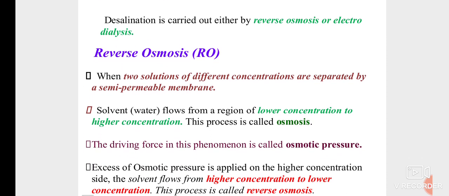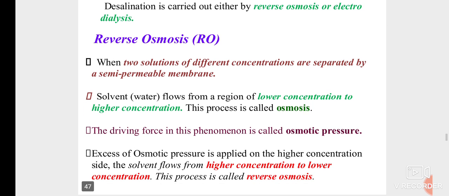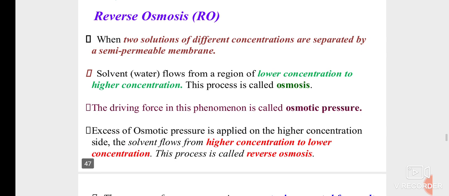Then desalination is carried out by either the reverse osmosis or electrodialysis method. The most common method we use in the removal of salt is the reverse osmosis method. Reverse osmosis is a simple, low cost method, so it is commonly used. Reverse osmosis is generally called RO. RO means reverse osmosis. So what is reverse osmosis?